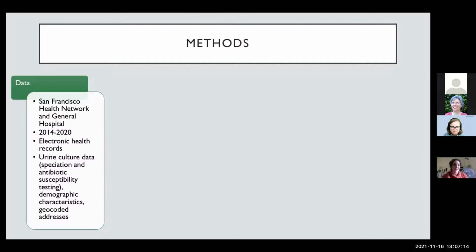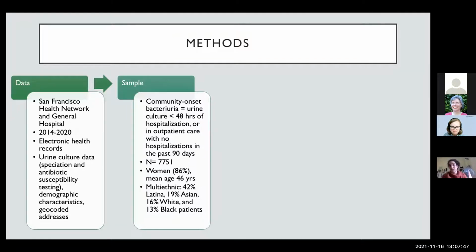So we obtained electronic health records from the San Francisco Health Network and General Hospital. Sorry, I'm giving a talk. These are records from 2014 to 2020, and we obtained culture data. So anybody who had a urine culture sent, we obtained their data, both for the urine culture speciation, drug resistance, as well as demographic characteristics and geocoded addresses, because this has been a major effort at UCSF to geocode patients' addresses. So our sample here is focused on community-onset bacteria.